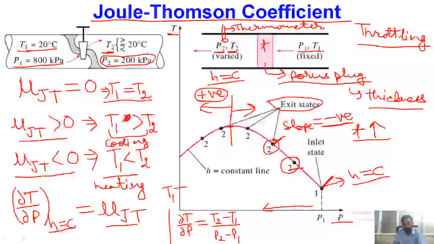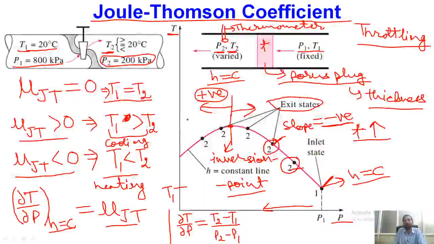And we will have some point on this curve at which the slope of the temperature-pressure curve becomes equal to zero. This particular point is known as the inversion point. The point at which the slope is equal to zero is our inversion point. So to the left of the inversion point we will have cooling of the working medium, and to the right of the inversion point we will have heating of the working medium. So in case of a throttling device, we may have different regions of heating and cooling.